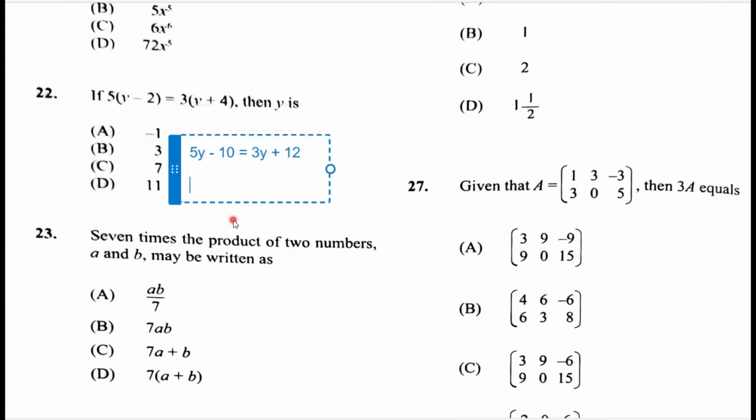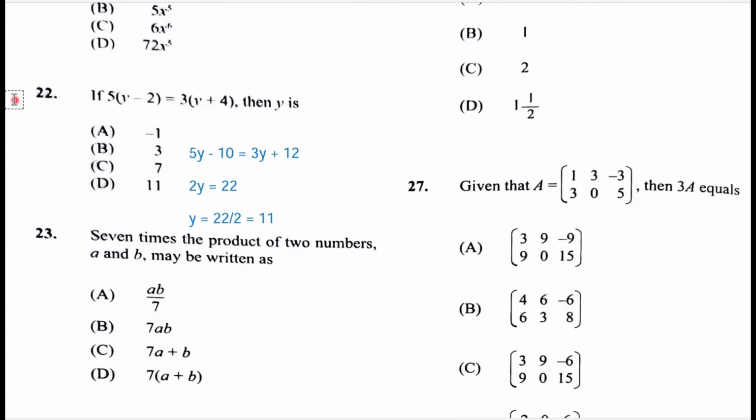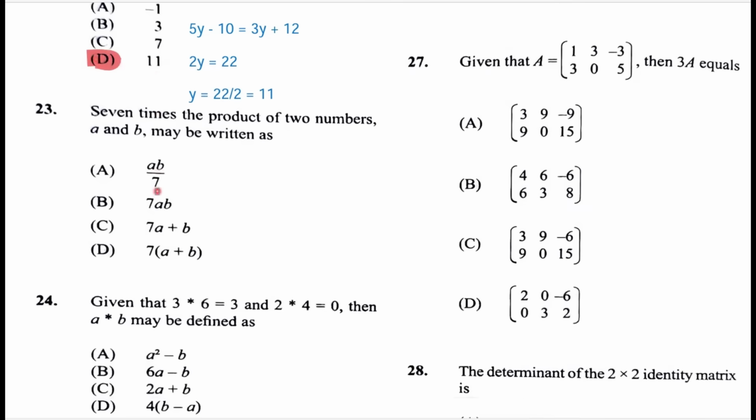12. Carry the 3y across, it'll be 5y minus 3y is 2y. Carry the minus 10 across, it becomes plus 12 add 10 is 22. So what is y? y will be what? 22 divided by 2 to give you 11, right? Simple. Get D. Again, we're trying to keep each question personally under a minute.